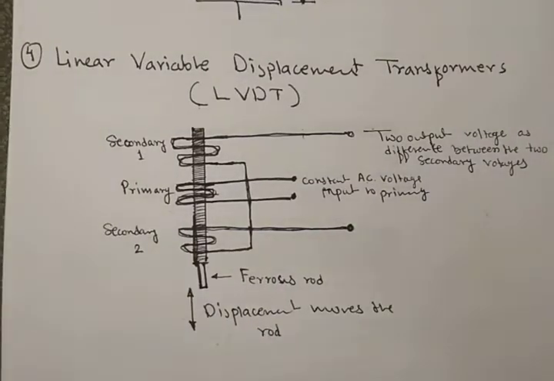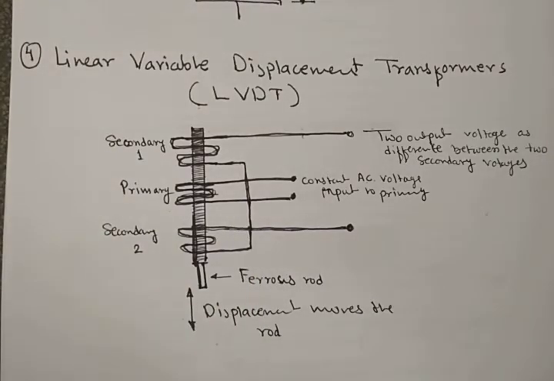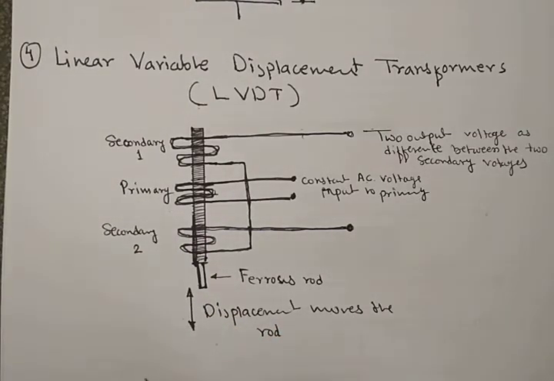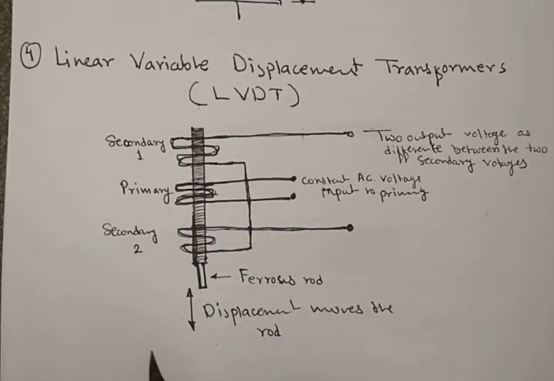When an alternating input voltage is given to the primary coil, an alternating EMF is induced in the secondary coils. When the magnetic core is at the center, the EMF induced in each coil is the same. Since their outputs oppose each other, the net result is zero output.